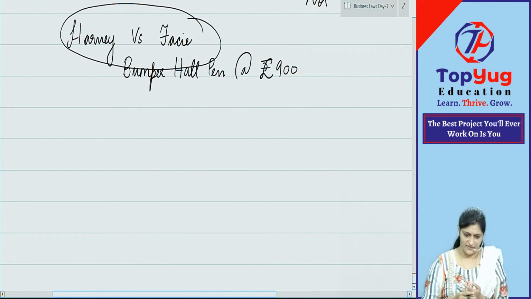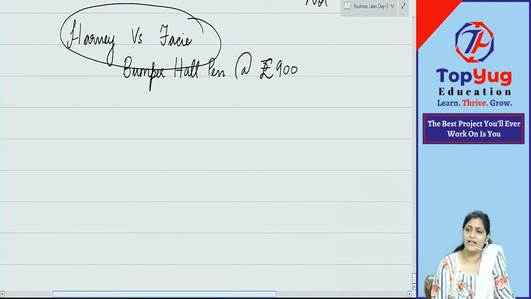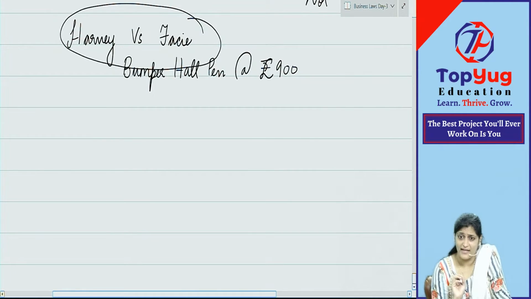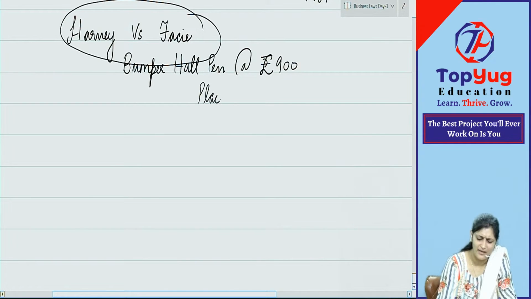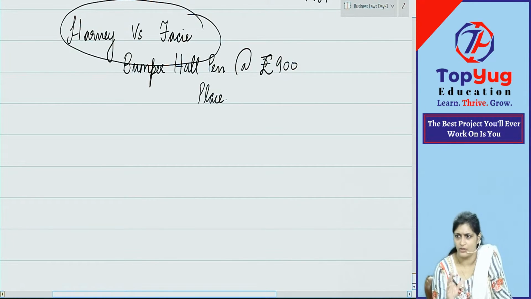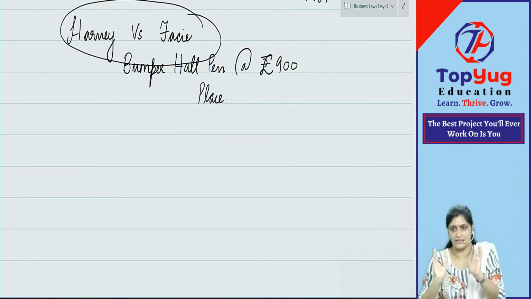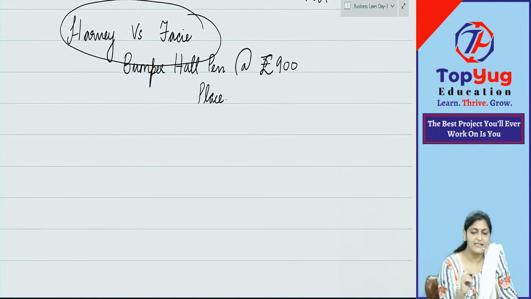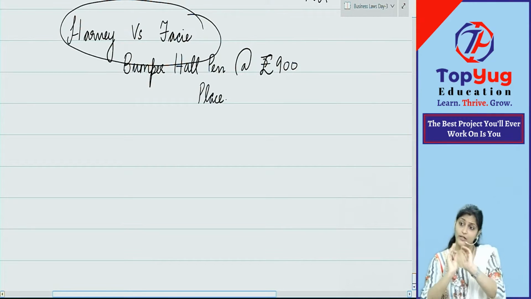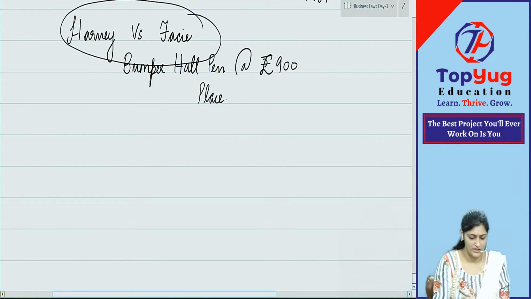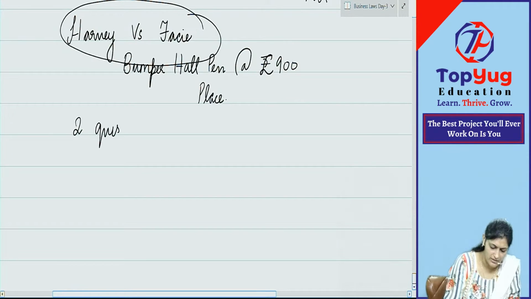So Harvey versus Facey. Harvey wanted to know from Facey, I want to know from you the lowest price at which you will sell me this Bumper Hall Pen. Bumper Hall Pen is nothing but a place in the UK. Okay, some area, some hall or some place in the UK. Now Harvey is asking Facey, will you sell me that first? There are two questions asked. How many questions are asked here? Two questions are asked.